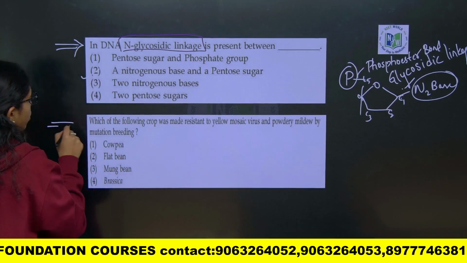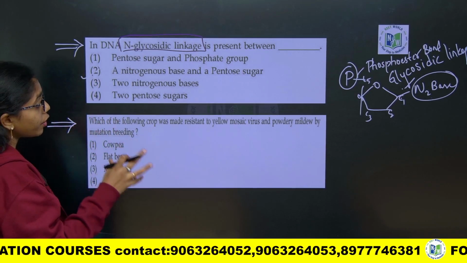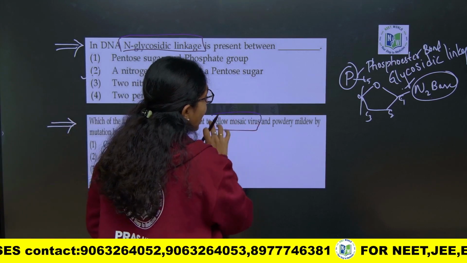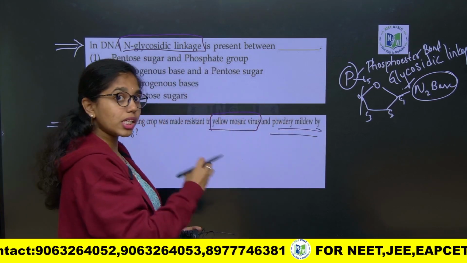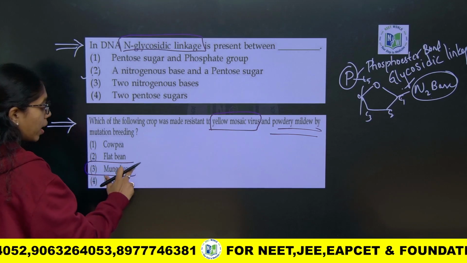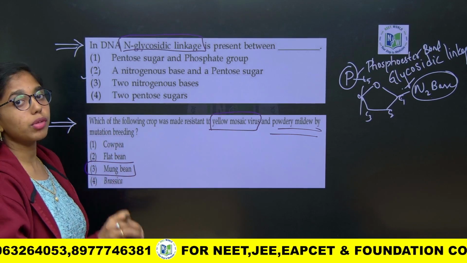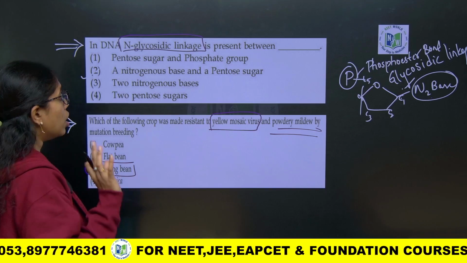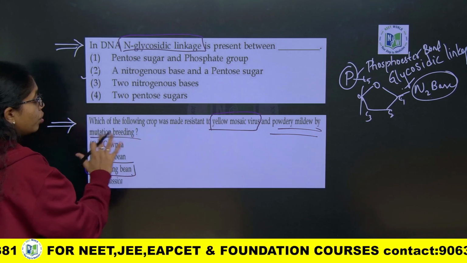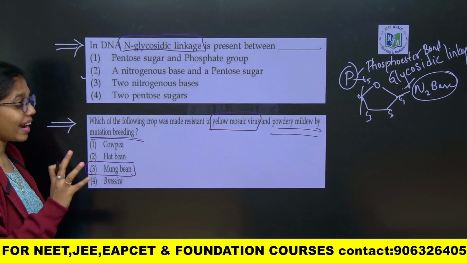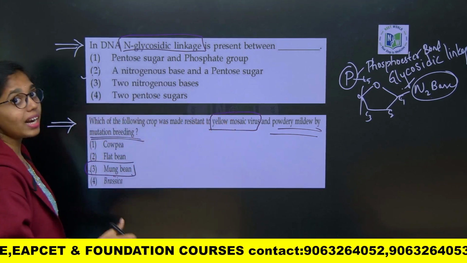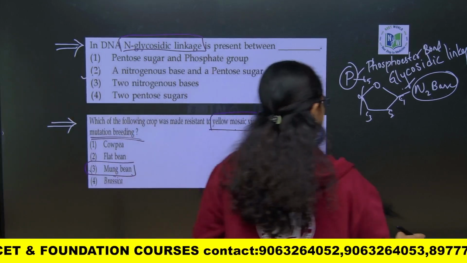Next question, if you look into which of the following crop was made resistant to yellow mosaic virus and powdery mildew? This question was previously also asked in one more paper. That answer is Mung bean, which is directly given from the strategies of crop production chapter, so that chapter is very important. This is produced due to mutational breeding and this variant is resistant to yellow mosaic virus and powdery mildew.